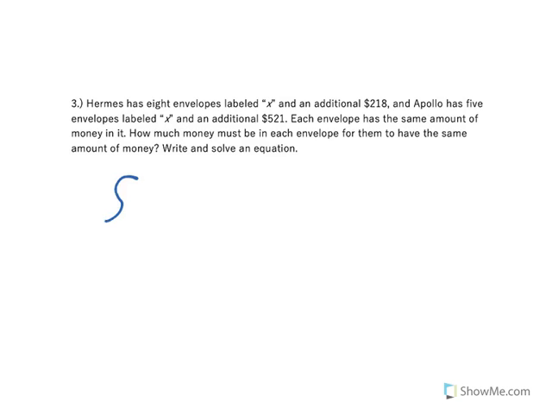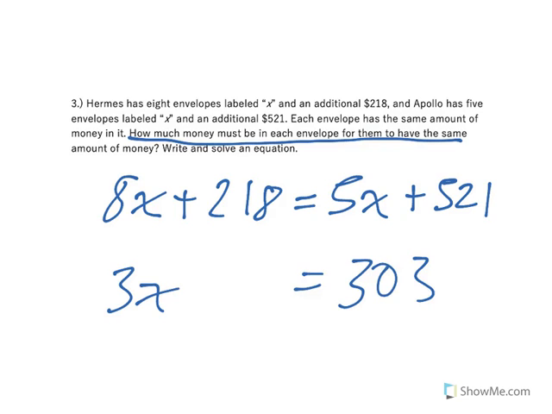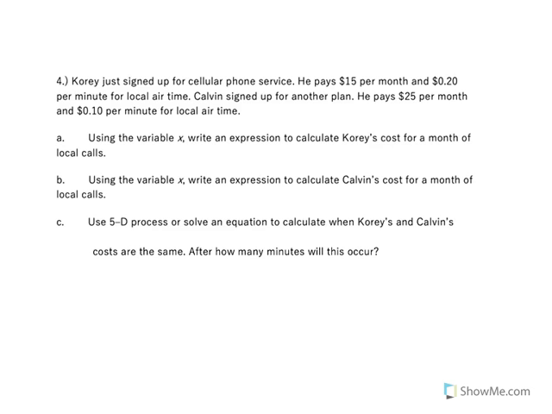Hermes has 8 envelopes labeled x plus $2.18. Apollo has 5 envelopes labeled x and $5.21. Each envelope has the same amount of money in it. How much money must be in each envelope? Well, we put them into an equal values method. We do our algebra, so we're going to end up with 3x equals 303. Therefore, x equals 101. So they each have $101. Again, same procedure for this question.